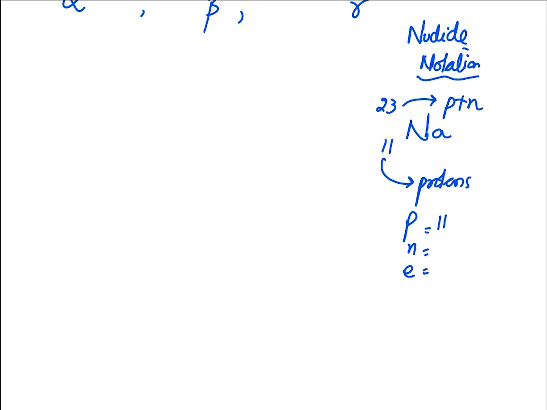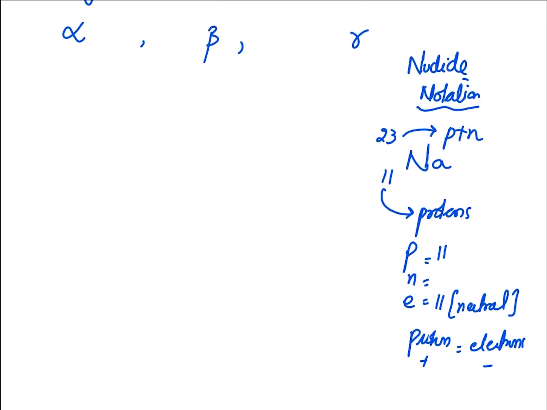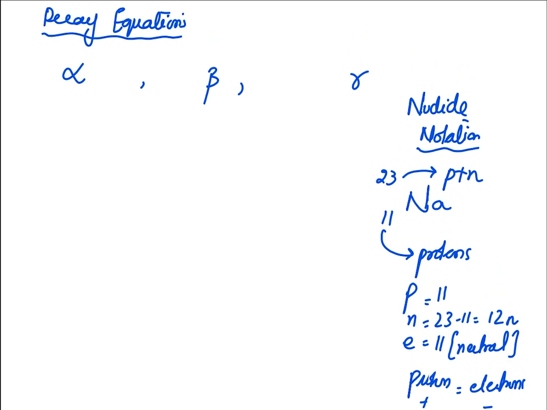So protons will be 11. Electrons will also be 11 if the particle is neutral, for example, it has no charge. So that would mean that protons, or the positive charges, are equal to electrons, which would be negative charges. But neutrons have to be found out by subtracting these two numbers. So this will be 23 minus 11. That will give me 12 neutrons, right? So this notation that we've written down for sodium, that is 23Na11, this is basically known as nuclide notation. This is what you've done in chemistry.